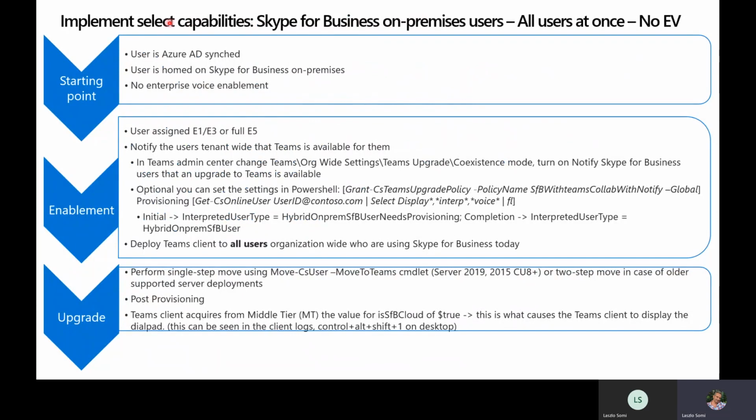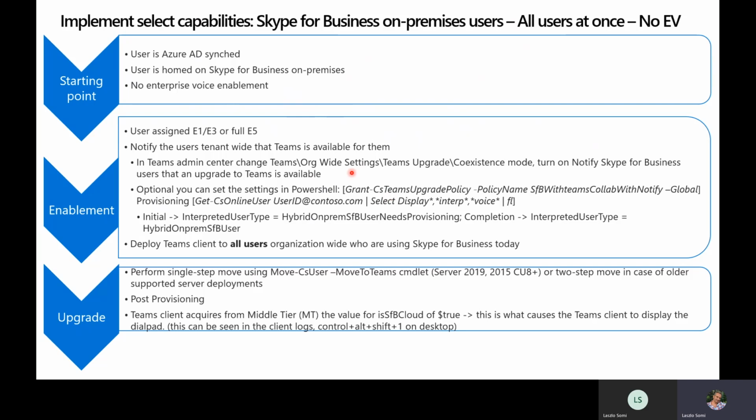Right, so let's implement select capabilities method for an on-premises organization without enterprise voice. And we're gonna do migrate all users at once. So our starting point, Azure AD is synchronized. Users are homed on Skype for Business on-premises. No enterprise voice enabled for the users. Let's enable the users. We can and should do this ahead of time. Assign the licenses for the users. Notify tenant-wide the users that Teams is available for them.